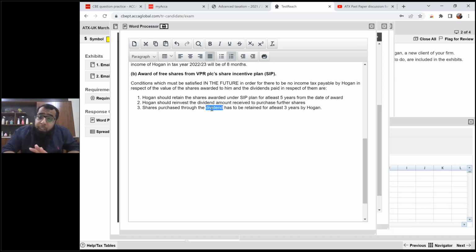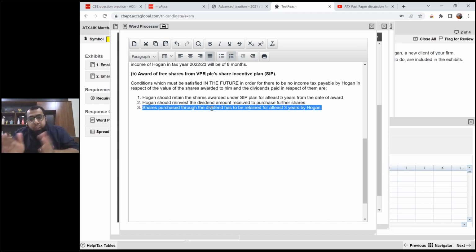The shares purchased through dividend have to be retained for 3 years. Now, this is one of the points where a student can make an error, because normally students don't remember this rule: the holding period requirement is 5 years for normal SIP shares, but for the shares purchased through dividend, this requirement is 3 years.